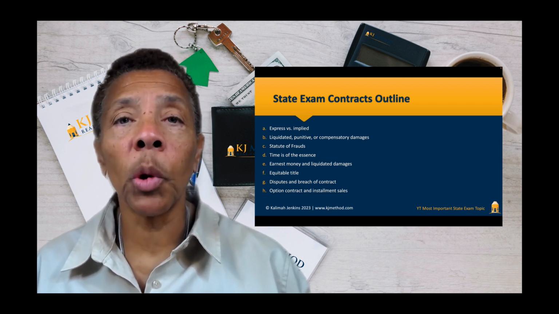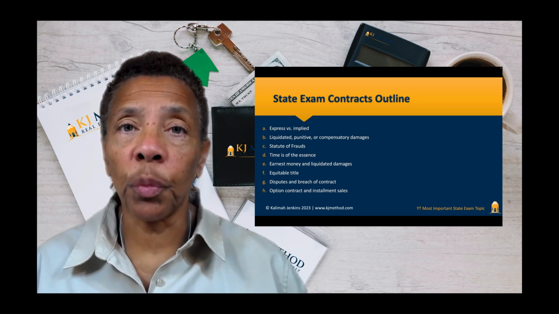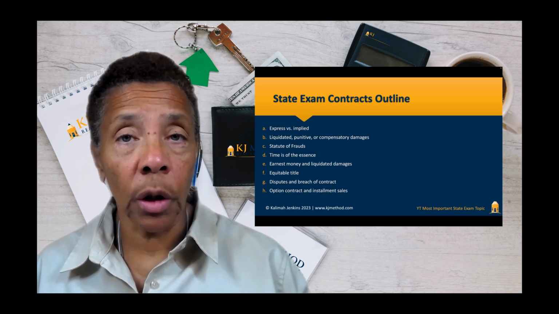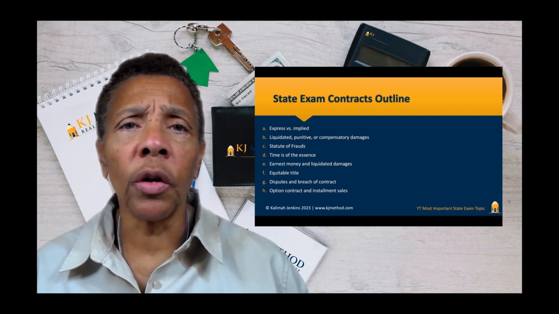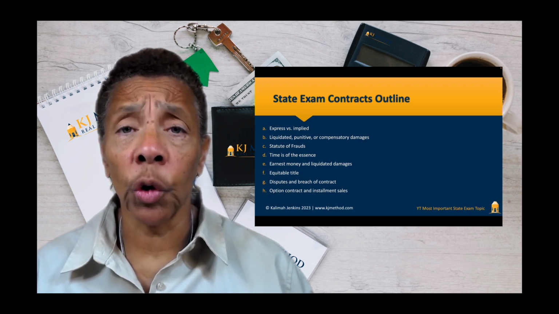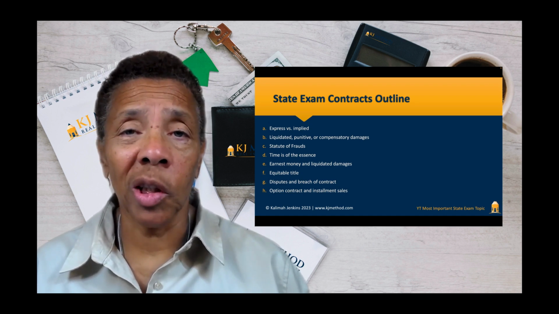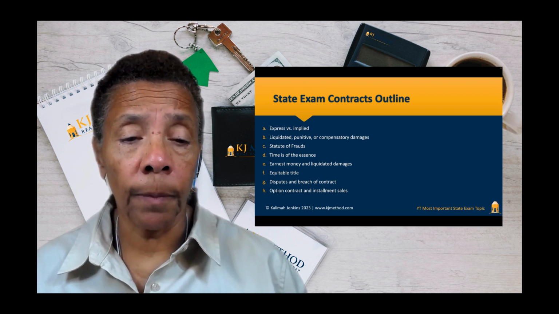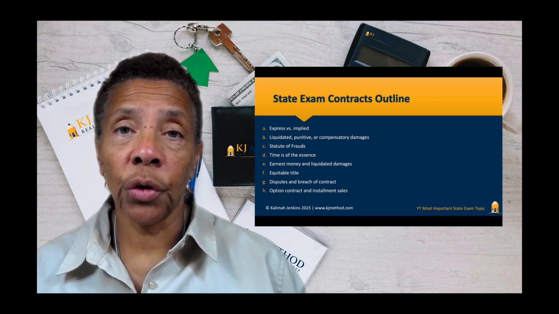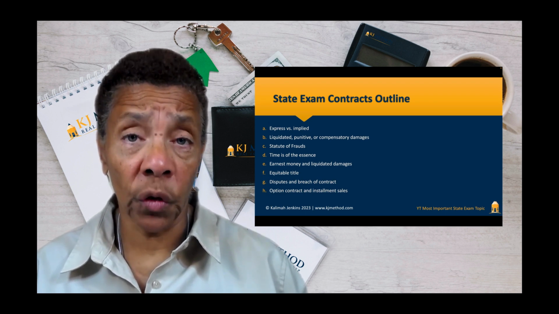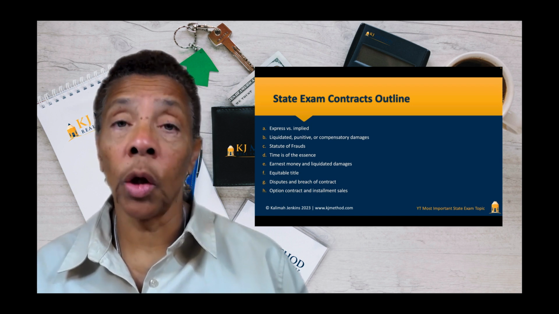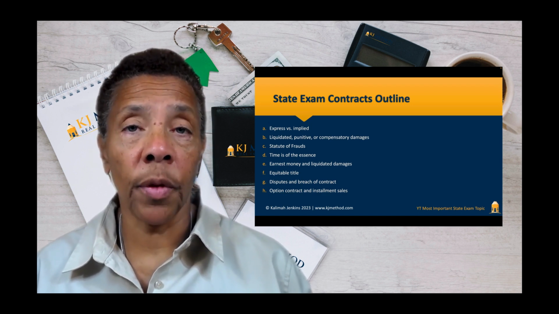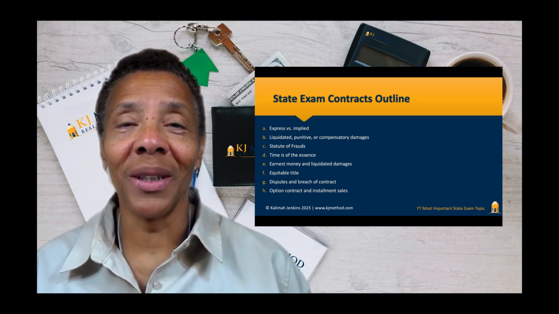What is equitable title? We talked about dispute and breach of contract. I have a really good video, I think, on breach versus rescission. That's something that students get mixed up often. What is an option contract and what is an installment sale agreement? Are they the same thing? Are they not the same thing? Typically they're not, but I just threw that in there.